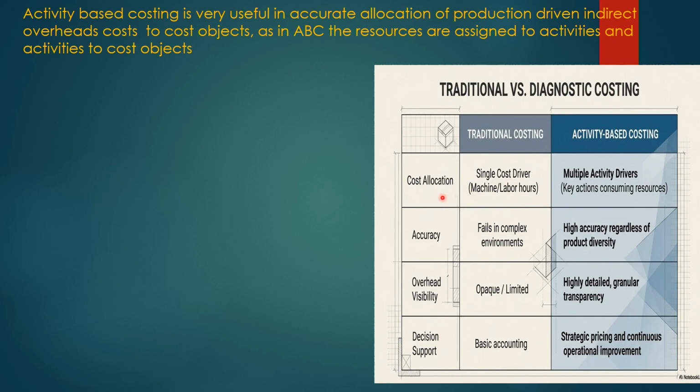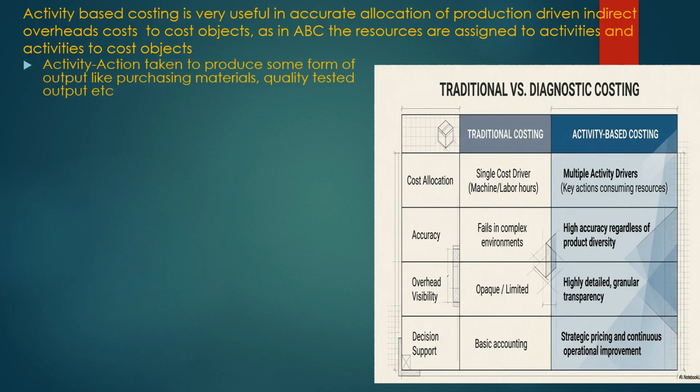The differences are examined under the head of cost allocation: for traditional it's a single cost driver, for ABC it's multiple activity drivers. For accuracy, traditional fails in complex environments, whereas ABC is highly accurate regardless of product diversity. In overhead visibility, traditional costing is quite limited, whereas ABC provides granular level transparency. In decision support, traditional costing is basic accounting, whereas ABC is more strategic, helps in strategic pricing and continuous operational improvement.